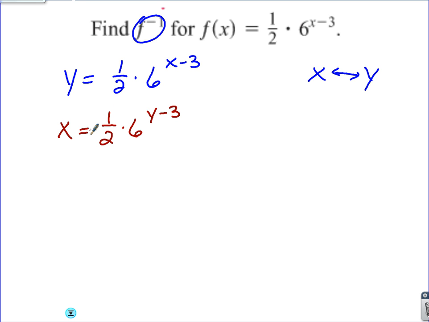The 1/2 is being multiplied by this whole thing, so how do I move it? I divide. How do you divide? That is a good question. Multiply by the reciprocal. So we're going to turn this into 2x. 2x equals 6 to the y minus 3 power.